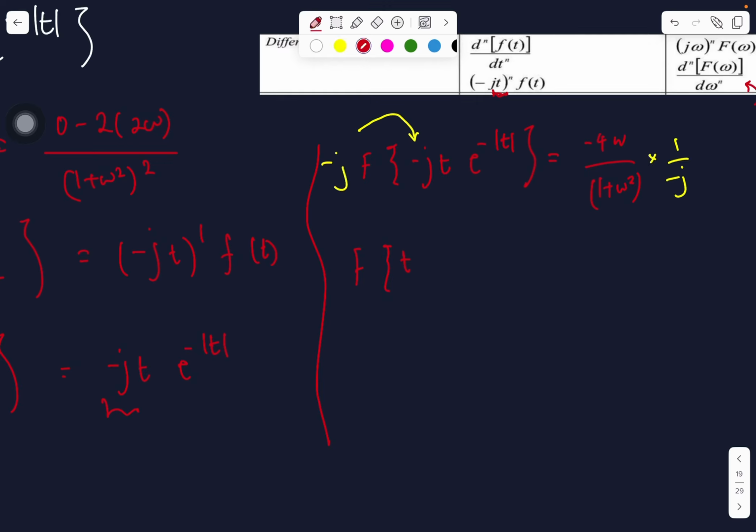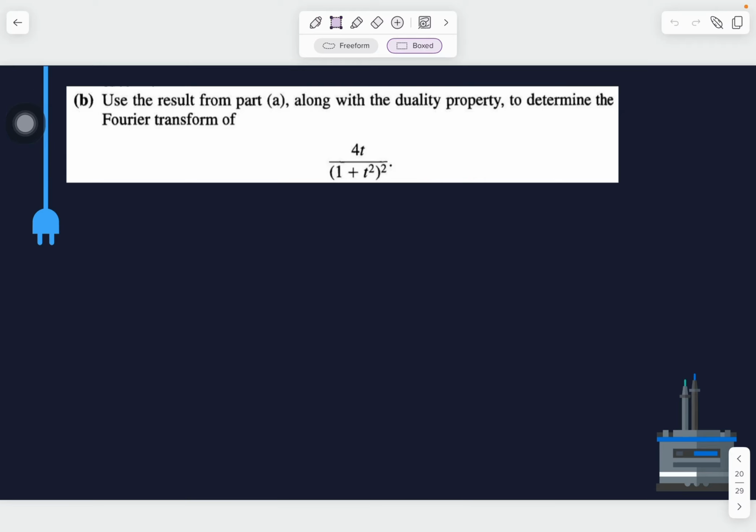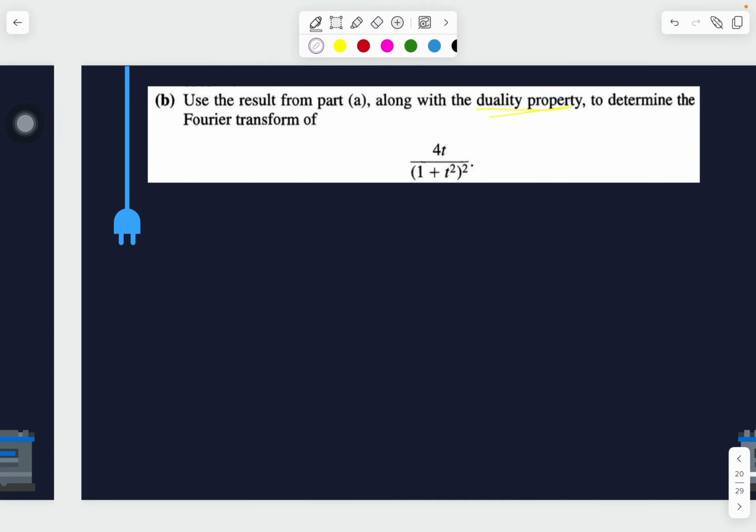So the Fourier transform of t exponent minus t is equal to negative 4 omega j over (1 plus omega square) all square. Letter B: use the result from A along with the duality property to determine the Fourier transform of this type. It's explicitly asking us to use the duality property and the result from A.